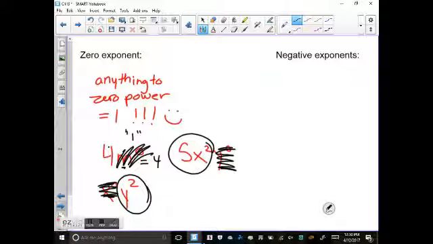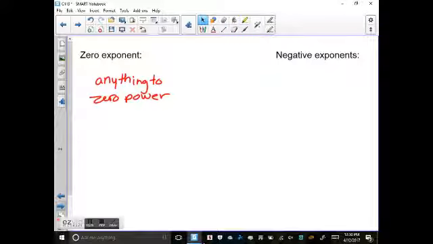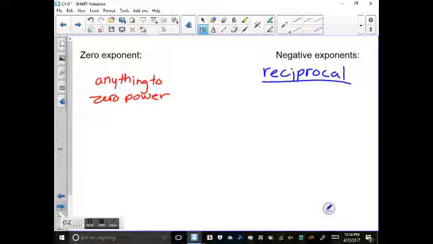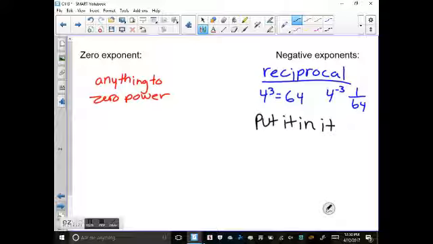If I look over at negative exponents, plain and simple, think of the word reciprocal. Four to the 3rd equals 64. 4 to the negative 3rd equals 1 over 64. But what I really want you to understand is that if you have a negative exponent, put it in its opposite home. Plain and simple. So I can show you a few examples.